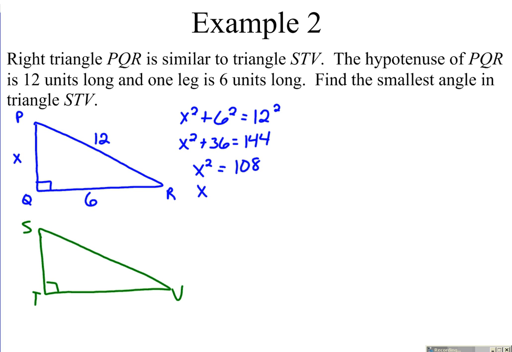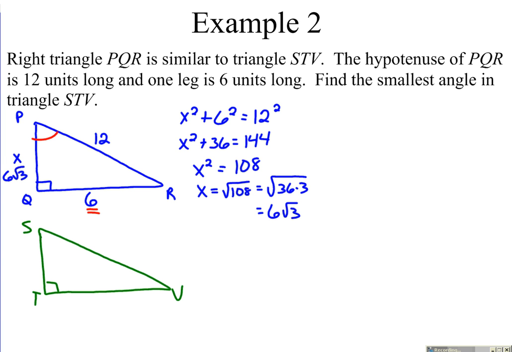If we start breaking that down, root 108 is the same as root 36 times 3. Square root of 36 is 6. So we get 6 root 3. There's our missing side. So now, using what we know about triangles, in this top triangle PQR, we have to ask the question, where is the smallest angle? Well, we know the smallest angle has to be across from the smallest side. 6 in this case is the smallest side in this triangle, which means that angle P has to be the smallest angle.